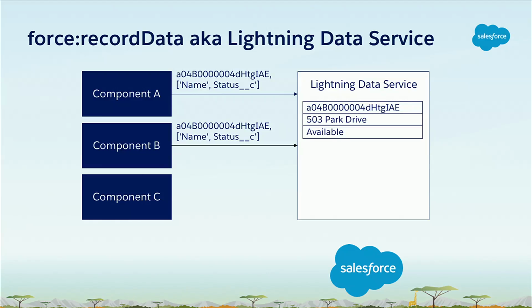Now, if another component, shortly after that, asks for the exact same record and the exact same columns, I'm going to get that right away. In that case, the Lightning Data Service is going to say, I have that, no need to go to the server. Here it is. So again, it's using client-side cache.